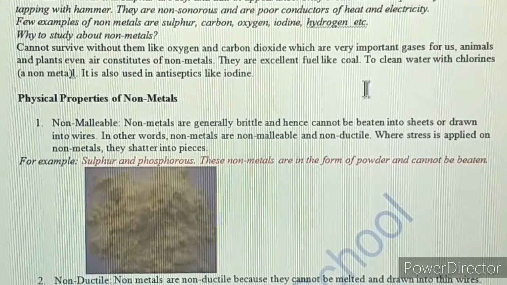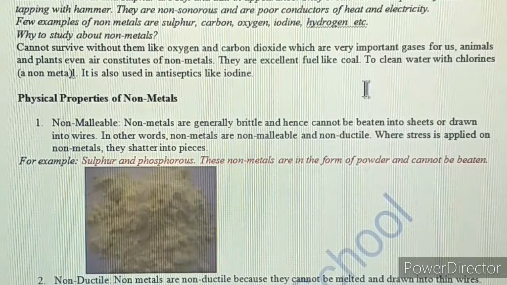So the number of metals among the elements is more, but around us, you will see the quantity of non-metals is more. Though they were discovered at a later stage, and they are only 22 in number among the elements, like oxygen, carbon dioxide, hydrogen, nitrogen.